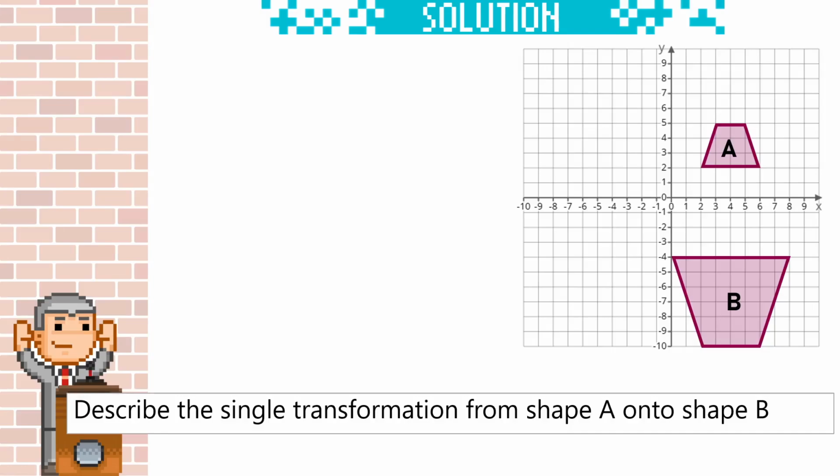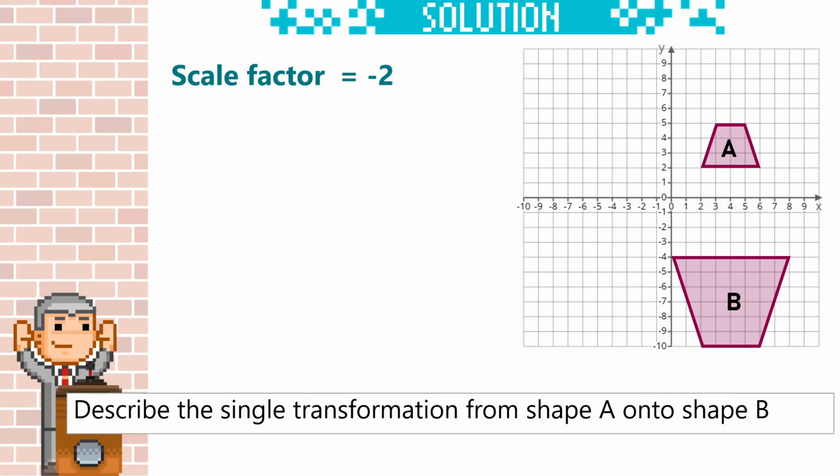In this question, we're asked to describe the single transformation from shape A onto shape B. Now, looking at the two shapes, they're different sizes, so it's going to be an enlargement. Next, we need to find the scale factor. Now, looking at the long side on shape A, it's 4 squares, and the long side on shape B is 8. And the short side on shape A is 2, and the short side on shape B is 4. So it's going to involve a 2, but it's not going to be 2 because if you look at it, it's been flipped over. And the only way that can happen is if the scale factor is negative. So our scale factor is going to be -2.